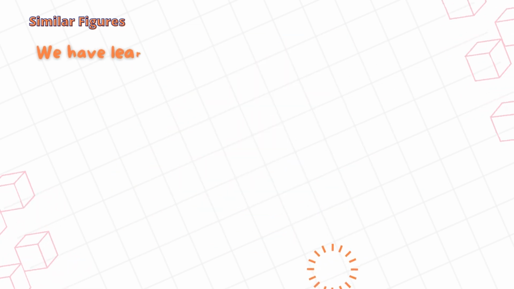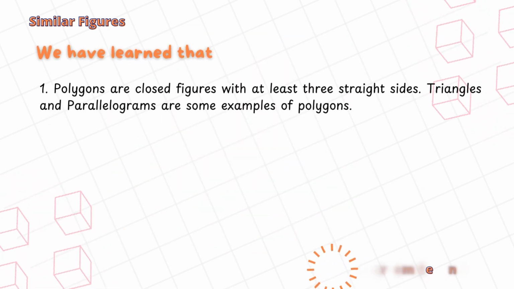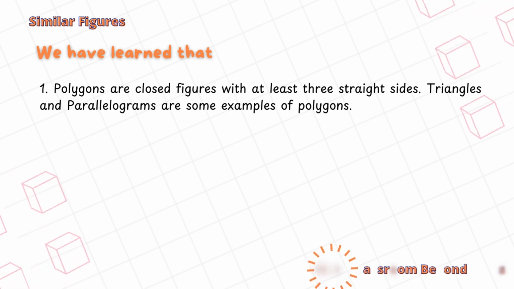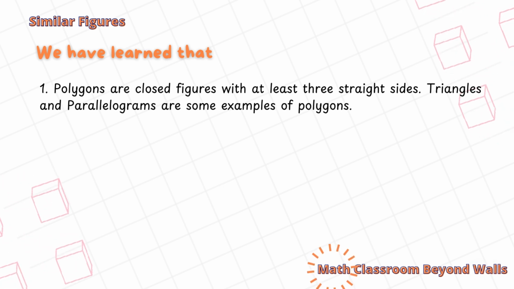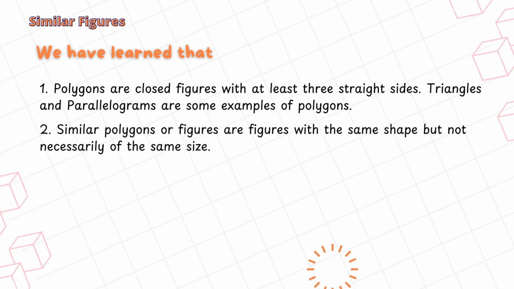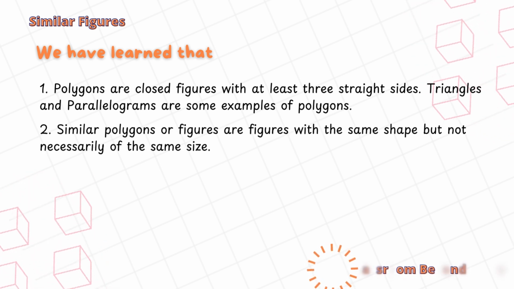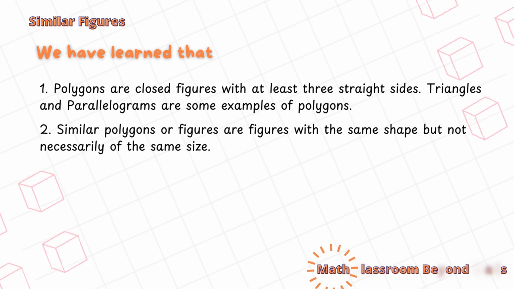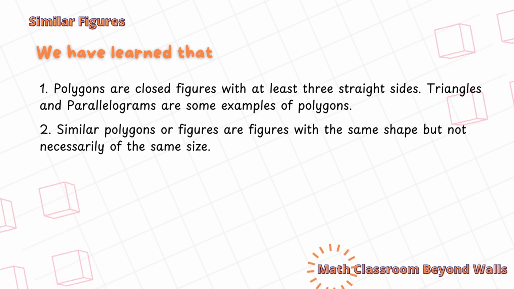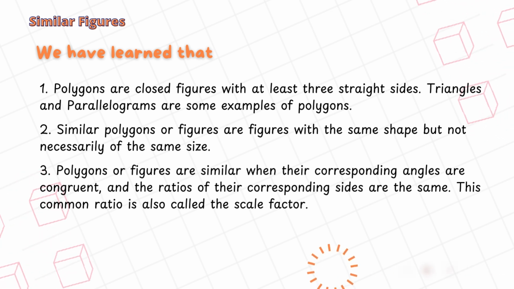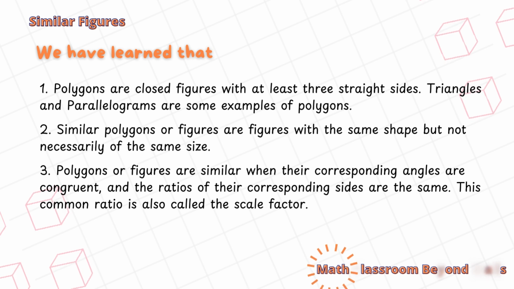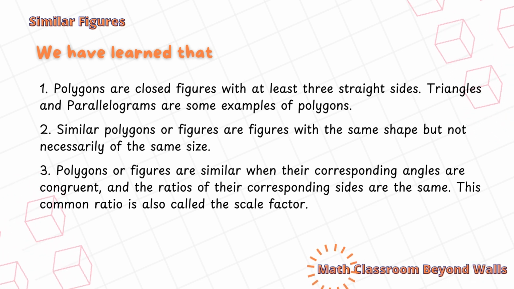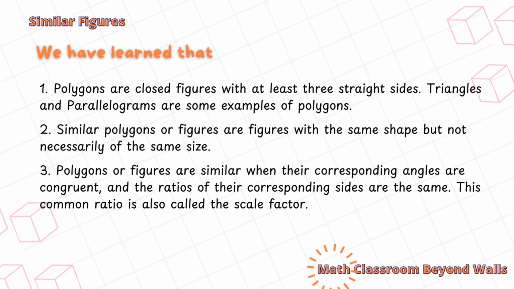We have learned that polygons are closed figures with at least 3 straight sides. Triangles and parallelograms are some examples of polygons. Second, similar polygons or figures are figures with the same shape, but not necessarily of the same size. Third, polygons or figures are similar when their corresponding angles are congruent and the ratios of their corresponding sides are the same. This common ratio is also called the scale factor.